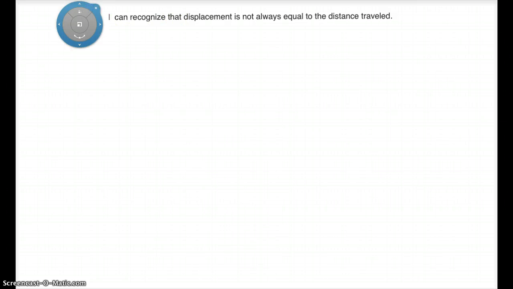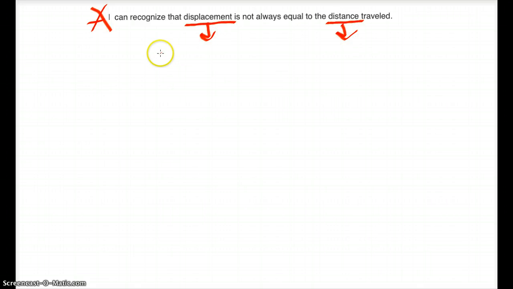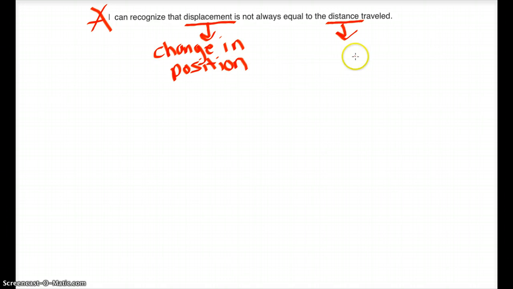Okay, let's take a look at this statement, which says, I can recognize that displacement is not always equal to the distance traveled. Let's go ahead and recap real quick on what these two words mean. Displacement is the change in position. We could make maybe a more exact definition, but essentially displacement is the change in position. Distance is the total ground covered.